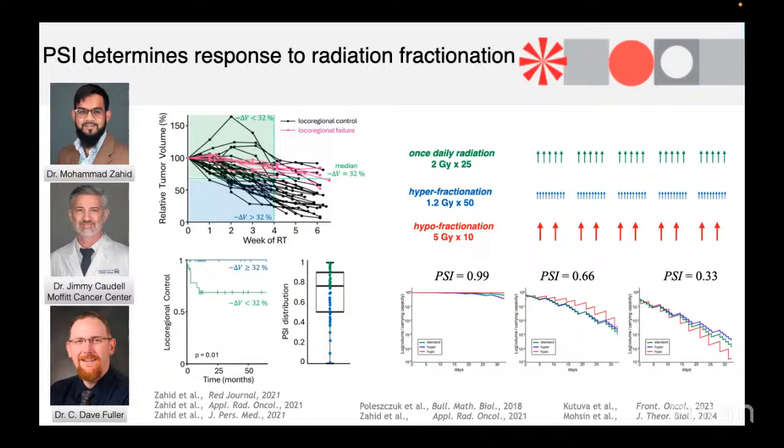So the order of which treatment seems to be the best is based on the proliferative fraction, which is dependent on this PSI. This doesn't look like a large difference between blue and green, but remember it's a log scale, so it's about a 50% difference in tumor volume at the end of treatment. So based on this alone, we know that high-risk patients have a high PSI. We know high PSI are better treated with this blue hyperfractionation.